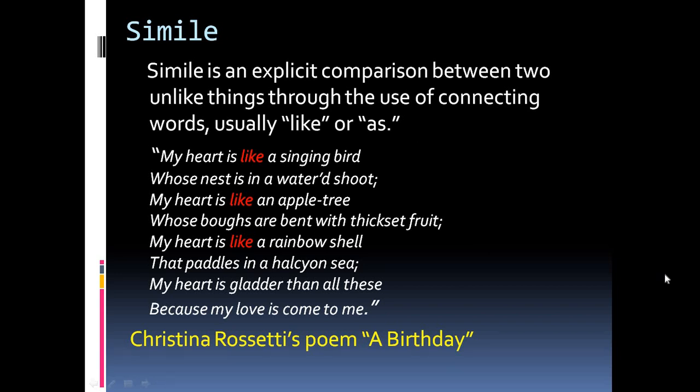You can see that in every alternate line, the word like is used. The word like is used to compare. So Christina Rossetti in her poem A Birthday has compared her heart with a singing bird. She has compared her heart with an apple tree. She has compared her heart with a rainbow shell. So when you make a comparison between two different things by using the connecting words like or as, it becomes a simile.